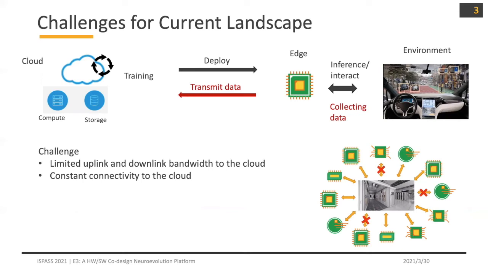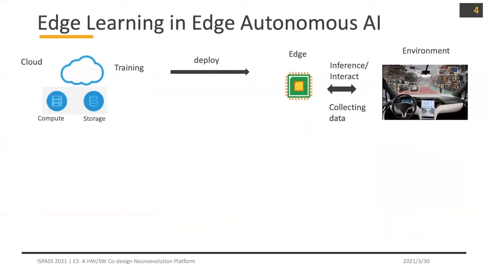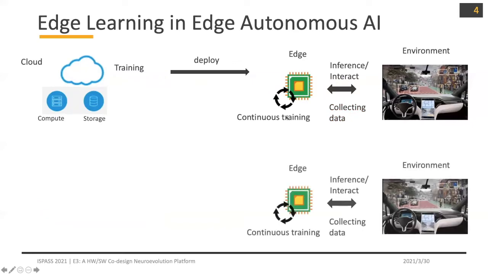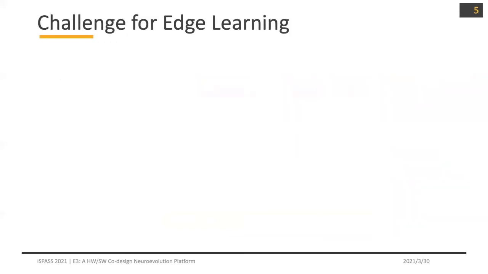An alternative way is to do edge learning. We still collect data, however, we do continuous training at the edge. Or to go to the extreme, we can collect the data and do continuous training all at the edge. For both scenarios, we call them edge continuous learning. However, there are some challenges to learning on the edge side. Edge has limited resources, so we have limited compute resources and limited buffer sizes.